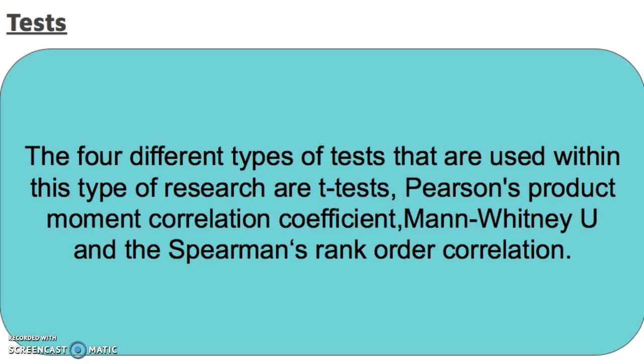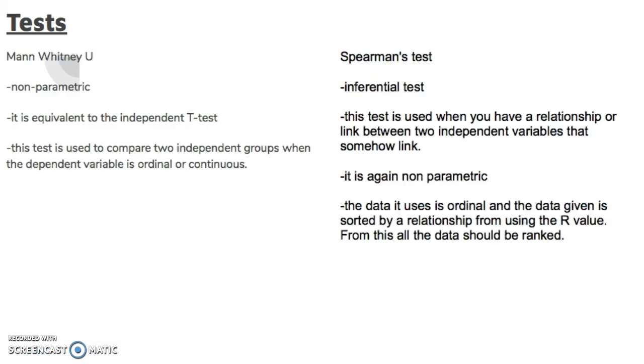Tests. The four different types of tests that are used within this type of research are t-tests, Pearson's product moment correlation coefficient, Mann-Whitney U-test, and Spearman's rank order correlation. Tests. We have the Mann-Whitney U. This is non-parametric and it is equivalent to the independent t-test. This test is used to compare two independent groups when the dependent variable is ordinal or continuous.